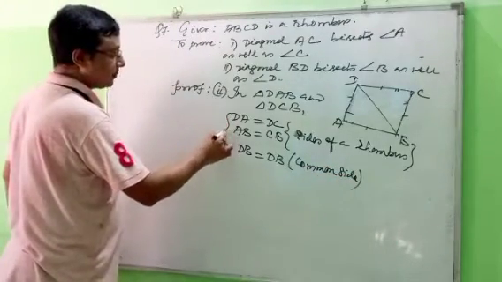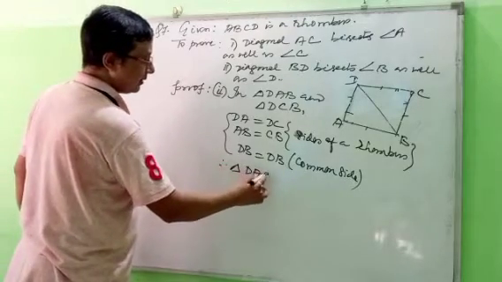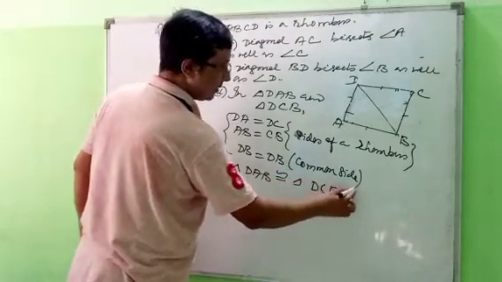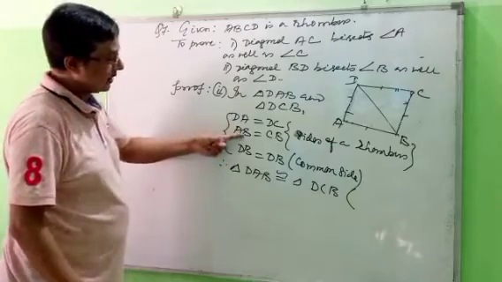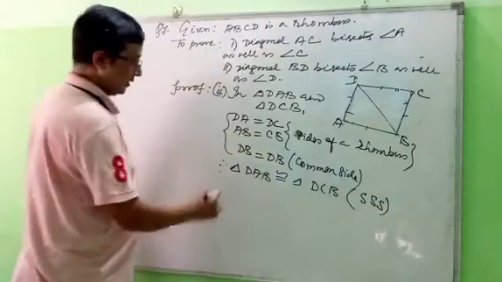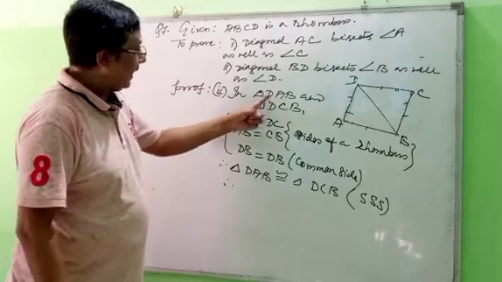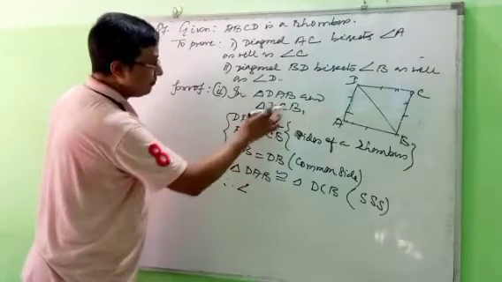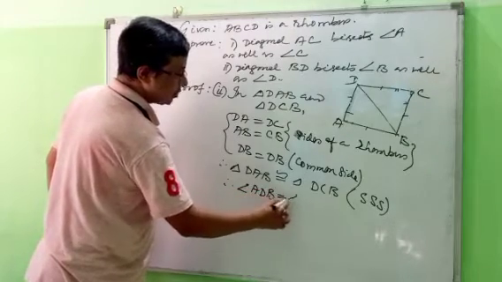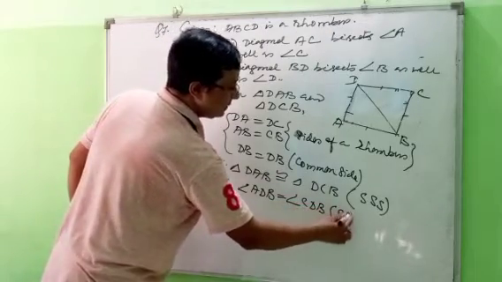So you have got the three conditions. Therefore, triangle DAB is congruent to triangle DCB by side, side, side. So by SSS congruence, the triangles are congruent. Therefore, you will get that angle ADB, they are corresponding, angle ADB is equal to angle CDB. This is by CPCT.